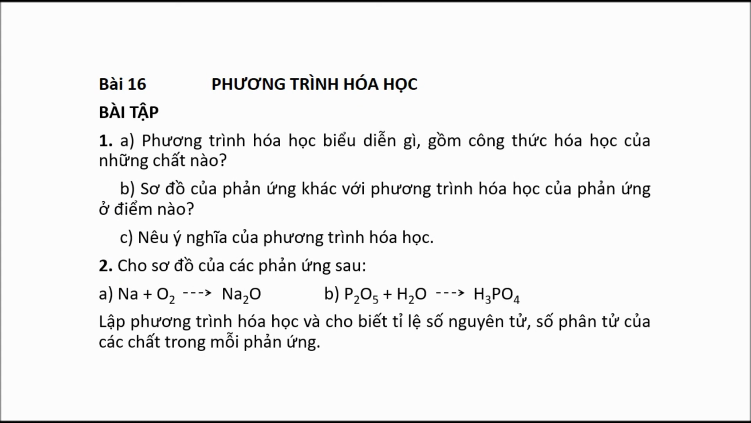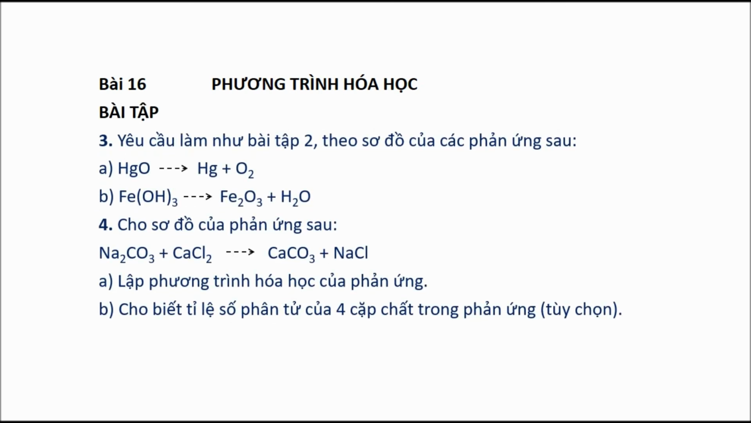Exercises. 1. A. What does a chemical equation express? What substances does it involve? B. What are the differences between the skeleton equation and its chemical equation? C. Give the meanings of the chemical equations. 2. The skeleton equations are given below. A. Na plus O2 arrow Na2O. B. P2O5 plus H2O arrow H3PO4. Construct the chemical equations and show the ratio of the number of atoms and molecules of substances in each reaction.